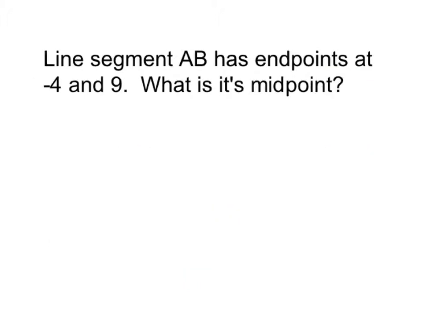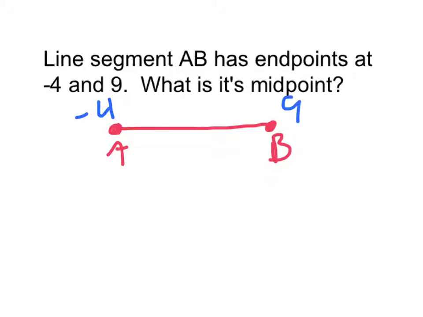We're saying line segment AB, so in our heads there's A, there's B. It has endpoints of -4 and 9. So here's -4 and 9. And again, -4 is smaller than 9. That's why it comes first, farthest to the left. That's why it's point A, and that's why 9 is point B. We want to find its midpoint.